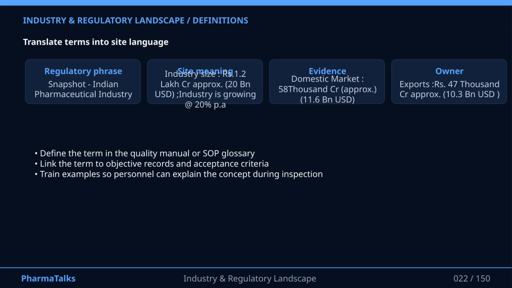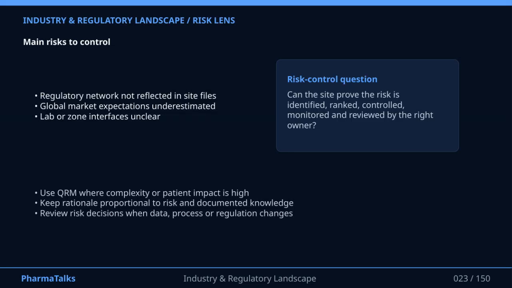On this slide, we're looking at the industry and regulatory landscape through a risk lens. The main risks to control include the regulatory network not being accurately reflected in site files, which can lead to compliance gaps. Another risk is underestimating global market expectations, which could result in missed requirements or delays. Additionally, unclear interfaces between a lab and other zones create confusion and potential errors. The key risk control question we need to address is whether the site can demonstrate that risks are identified, properly ranked, effectively controlled, continuously monitored, and regularly reviewed by the right owner.